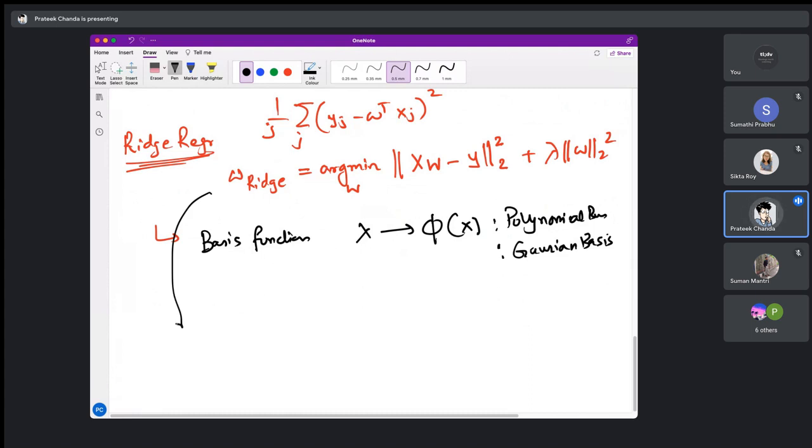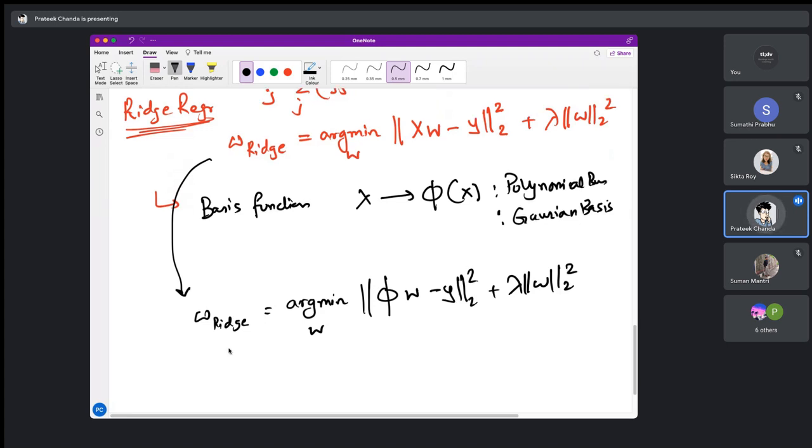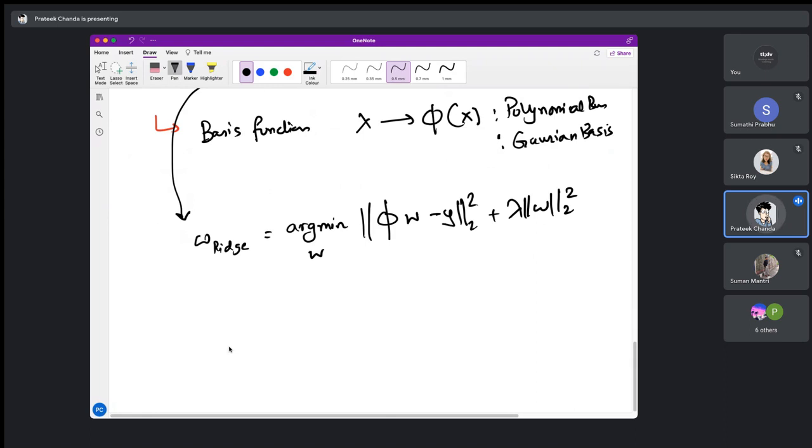So I can write this for the basis function as follows. It's argmin over w. It's again a matrix itself, so instead of x I will now have phi here, and y. Other things remain the same, and I now have something like this. Now, this is my objective function.